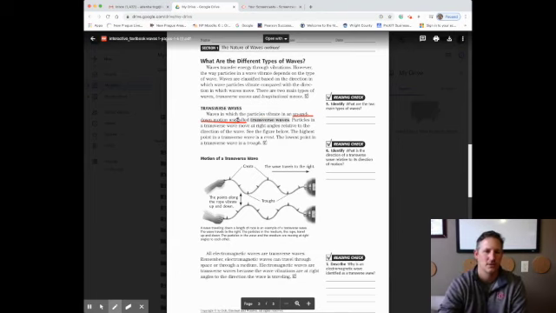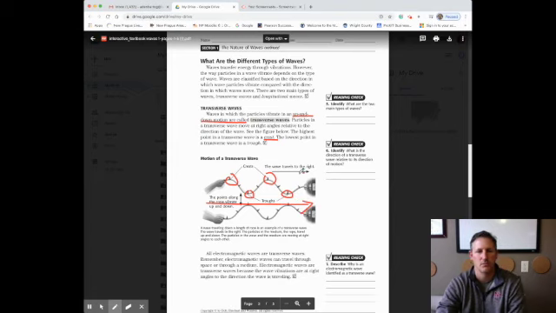Particles in transverse waves move at right angles relative to the direction of the wave. See the figure below. The highest point of a transverse wave is called the crest. So these parts right here. And the lowest part of a transverse wave is called the trough. Right there. Motion of a transverse wave. The motion is always going this way. The wave travels to the right.